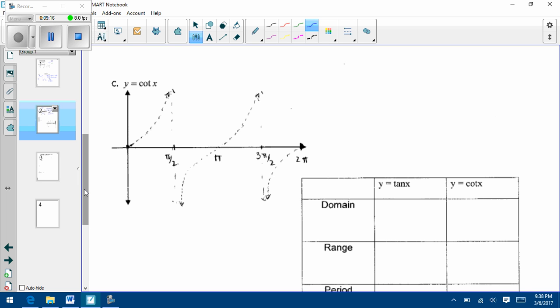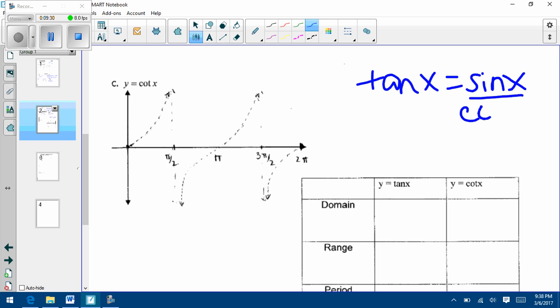So what you're seeing right now graphed in that dotted form is the graph of tangent. You may remember that it would have vertical asymptotes at pi over 2 and 3 pi over 2 because tan is sine over cos. So how do I know where tan has asymptotes? It's where cosine of x equals 0, which happens to be, if you look above, at pi over 2 and 3 pi over 2. Okay.